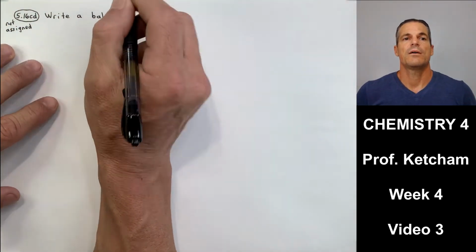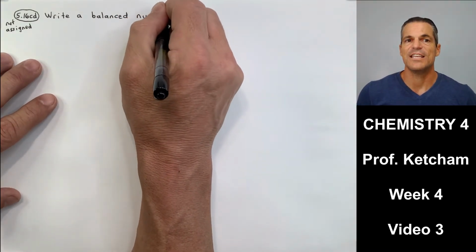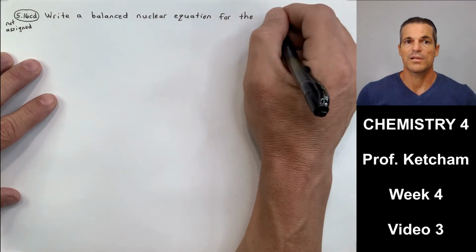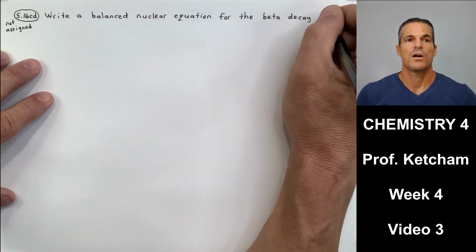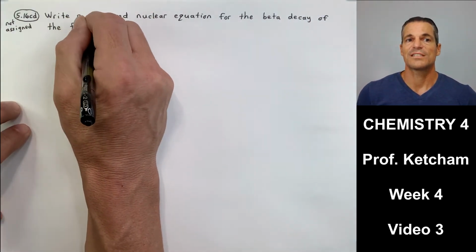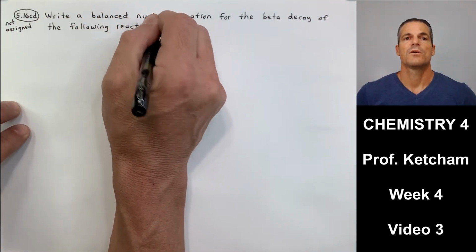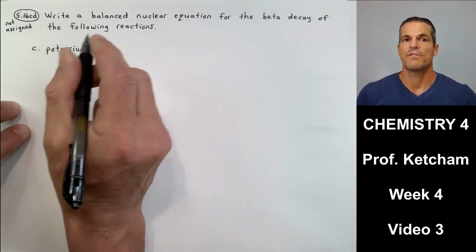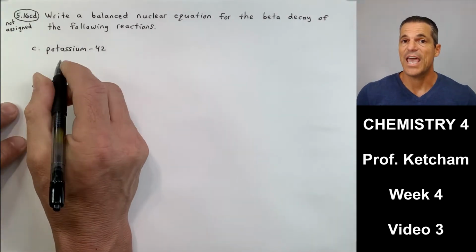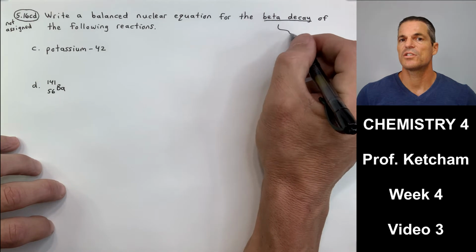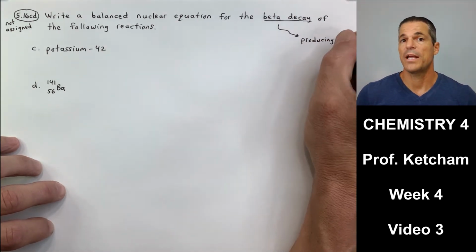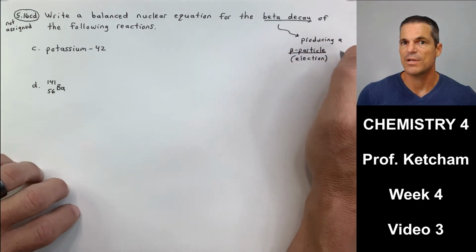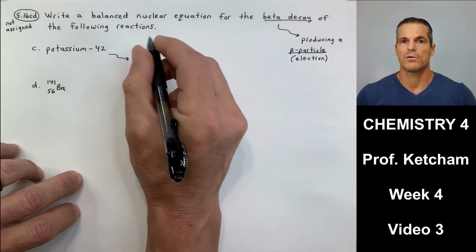All right, now top of page 2, this is number 16, C and D. This was not assigned, but it's definitely worth doing because it will help you with some of the assigned problems. It says, write a balanced nuclear equation for the beta decay of the following reactions. Now, beta decay, we have learned, is the production of an electron or a beta particle. So an electron is the same thing as a beta particle, and beta decay reactions are when we're producing a beta particle or an electron.